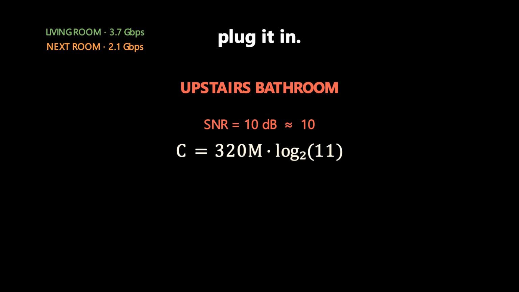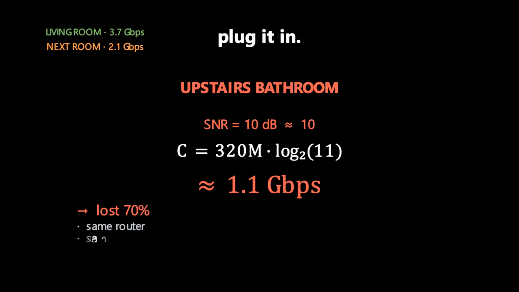Now upstairs bathroom. SNR drops to 10 decibels, 10 to 1. C equals 320 million times log base 2 of 11. That's 320 million times 3.46. About 1.1 gigabits per second. You lost 70%. Same router. Same plan. Just physics doing its job.